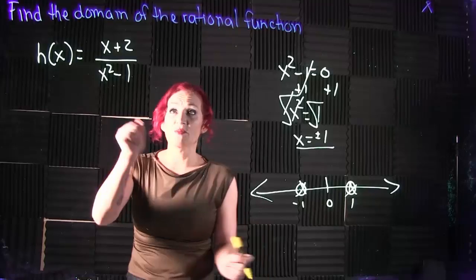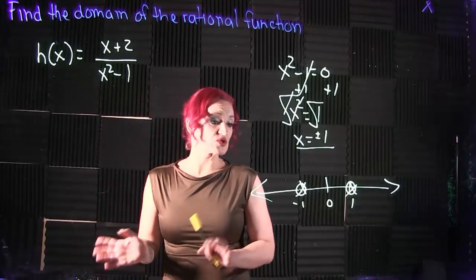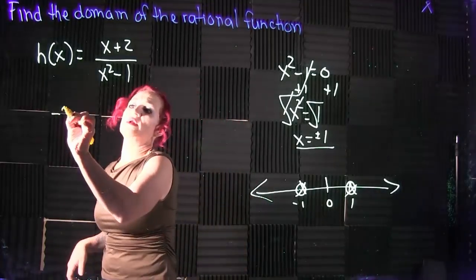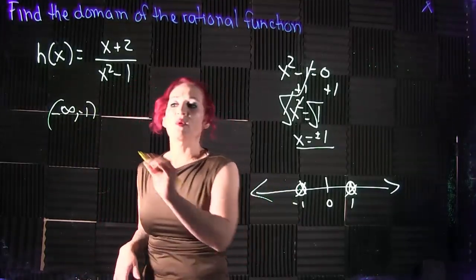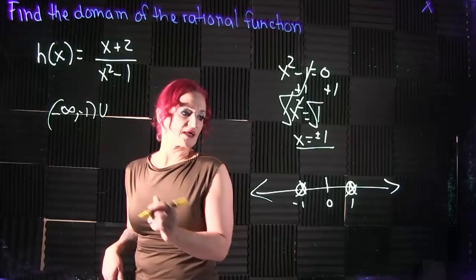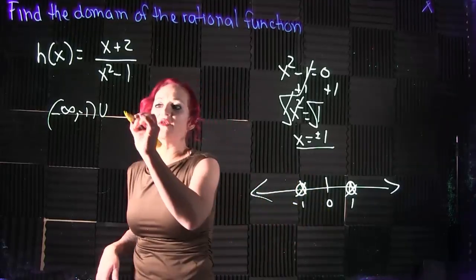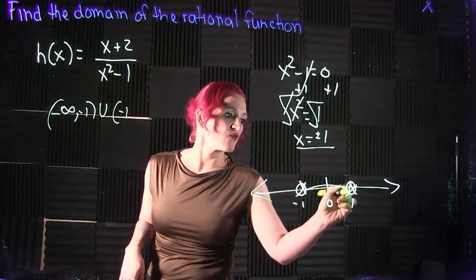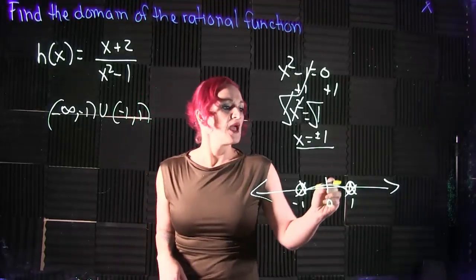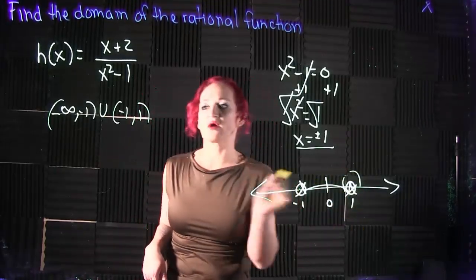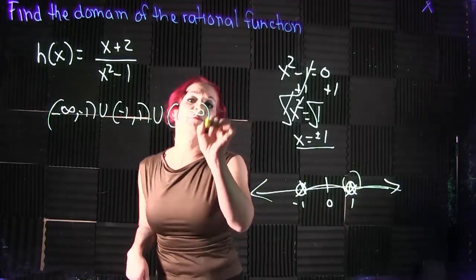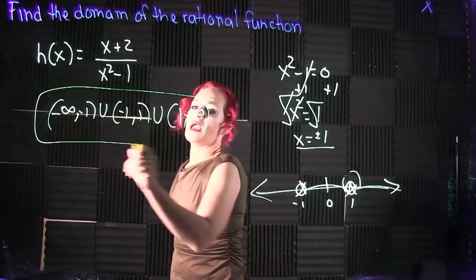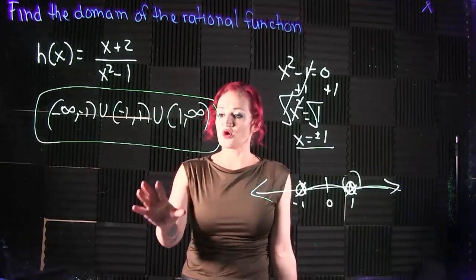Now, domain is always written in interval notation. So interval notation for this, we are talking about coming from -infinity until -1. We want to skip -1, all right? So we're going to skip over to the other side of -1, and we want -1 to +1. And again, we're going to skip over the 1 over here on the other side. So union 1 all the way to positive infinity. And that would represent the domain of this function.